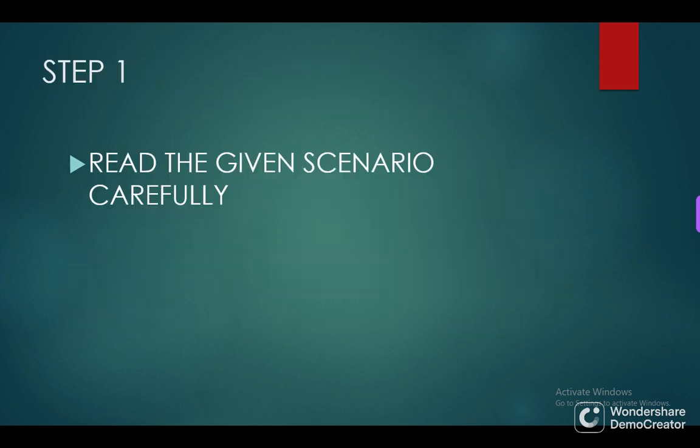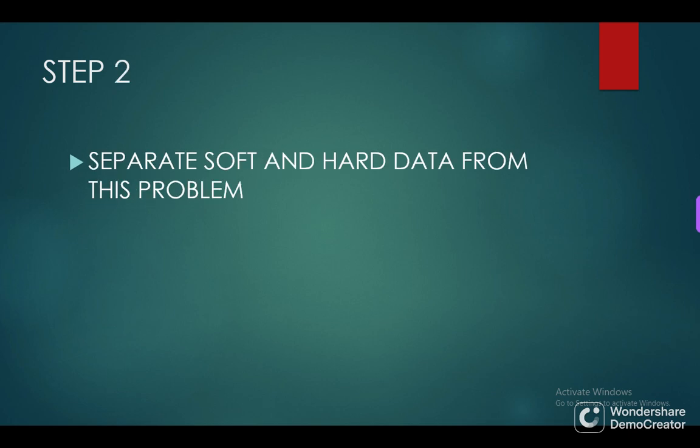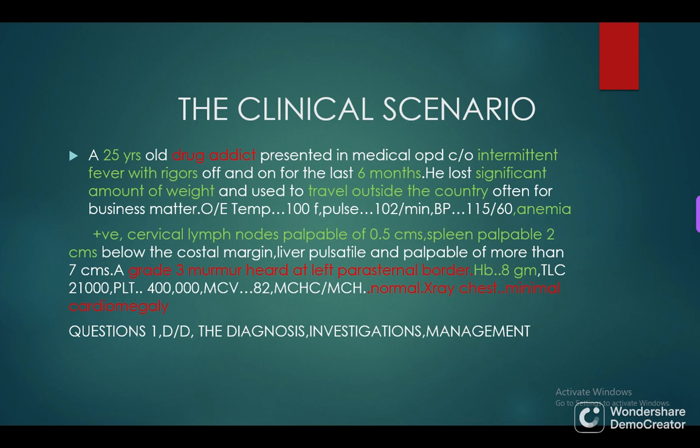Step 1 is to read the given scenario carefully. Step 2, separate the soft data from the hard data in the problem. Here, what is written about this drug addict? The red is the hard data: grade 3 murmur heard at the left parasternal border, and cardiomegaly with normal chest X-ray. These are hard data. The soft data is in green.